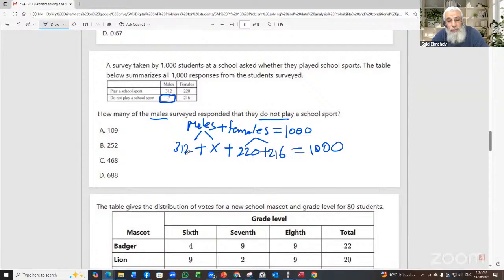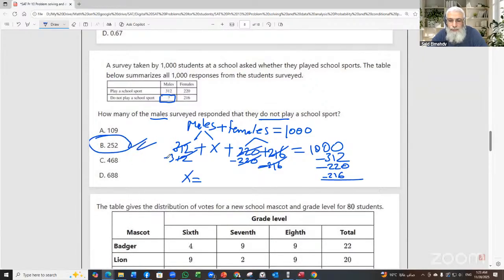So to find this x, we can subtract 312, 220 and 216 from both sides of the equation. So x is equal to 1,000 minus 300 and 200 and 200, which is 700, so 1,000 minus 700 is 300. So it is something less than 300. This should be the answer.